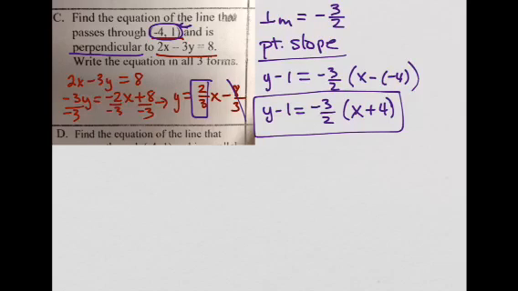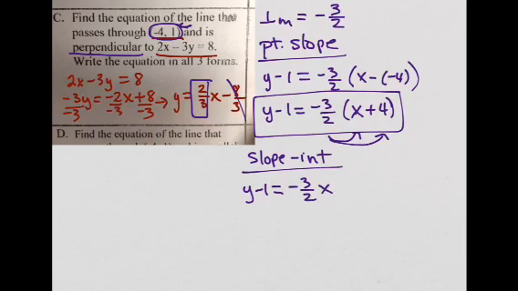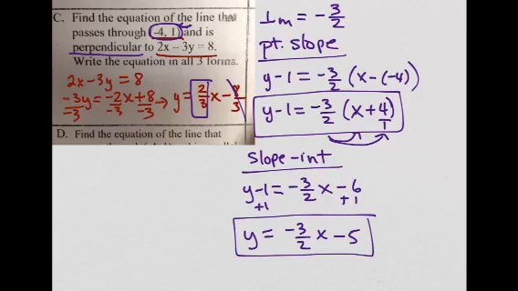Convert this one to slope intercept form. Okay, so that means we're going to distribute the negative 3/2 here and here. So it's y minus 1 equals negative 3/2 x, and a negative 3/2 times a positive 4. If it helps you, you could put a 1 underneath the 4. So you get negative 12 over 2, which is negative 6. And then we add 1. So then you have y equals negative 3 halves x minus 5. So this is slope-intercept form.